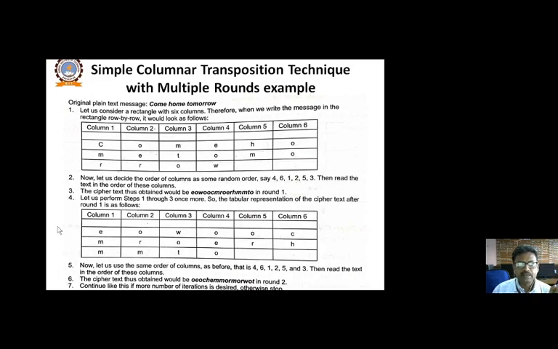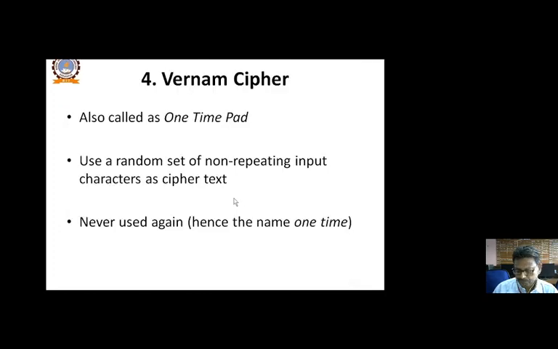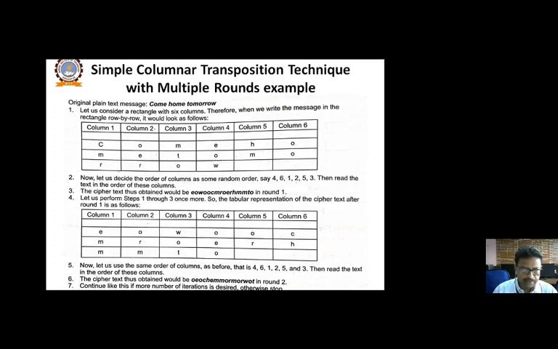So this is an example in which the plain text message is "come home tomorrow". In the first round, what we have done, COME has been written, and the order which has been taken is 4, 6, 1, 2, 5, 3, so that the ciphertext will become EOWOO. This is round one.